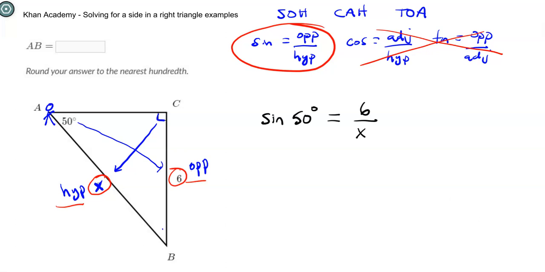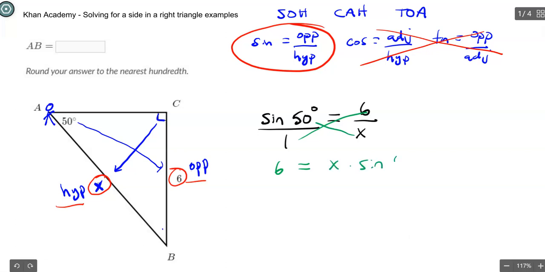So now we have sine of 50 degrees equals 6 over x. What I can do is put a 1 underneath here and set up a proportion and cross multiply. There's many ways to do it, but this is an easy way when you're first learning. So 6 times 1 is 6. X times sine of 50 degrees. Well, if I want to get x by itself, the opposite of times by the sine of 50 is to divide by the sine of 50. And divide by the sine of 50.